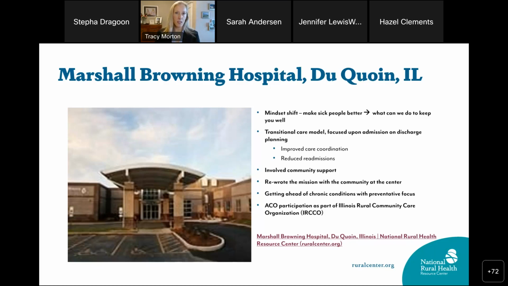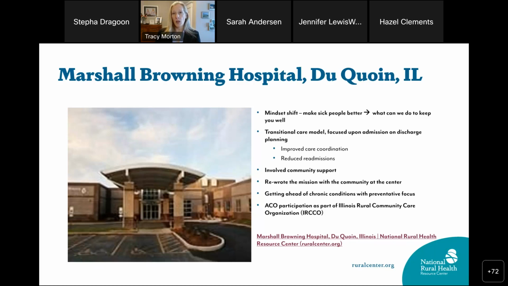And so they've implemented a transitional care model where upon admission into the facility, they're working right at the beginning on discharge planning, and not so much of hurry up and how can we get you out of here, but how can we maximize your care while you're here and make sure that you don't come back, because you likely don't want to come back to the facility after you've left. So it's really helped to improve their care coordination and reduce readmissions, and they have seen metrics to show that.